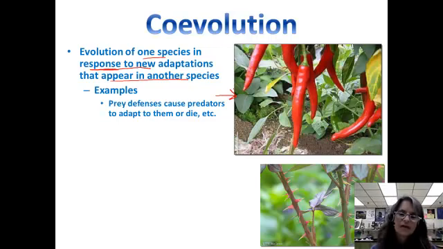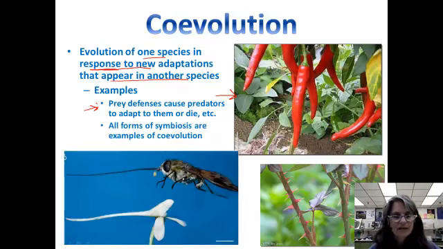Chili peppers. Though we love them, we think they're spicy and great, or at least some of us do, they are very distasteful to most animals. And so this is an adaptation to help this chili plant not get eaten. However, if you are an animal that develops a taste or an ability to endure the hot sensation of those chili peppers, like we have, then you have co-evolved with that, and now you can eat that. And so now, if that plant is going to survive to its same level, it's going to have to evolve a new trick, a new adaptation to try to discourage you from eating it. So, prey defenses often cause predators to either adapt to those new defenses or die.